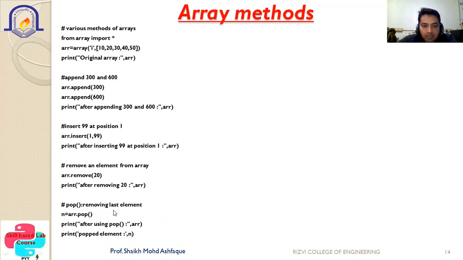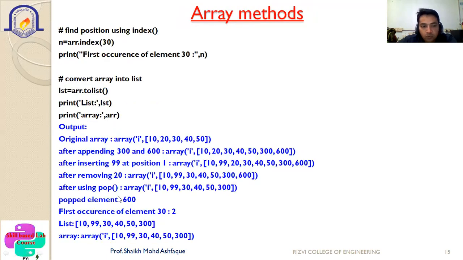Then pop, removing the last element: n = ARR.pop(). Here after popping, you are printing the entire data, and then you are printing the value of n. You can see that after using pop, your entire data is displayed where the 600 is not available, meaning it is deleted or removed. And whenever you want to see the element which has been popped, you can see that 600 is popped.